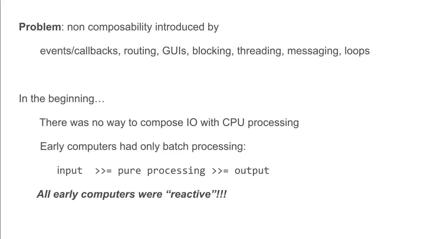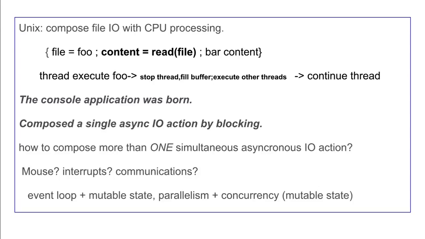That's how Haskell was defined at the beginning. Because it was pure, it couldn't manage I/O computation in the middle. So at the beginning, all early computers were pure and reactive, for some definition of reactive. But of course that did not match reality. We need interaction.